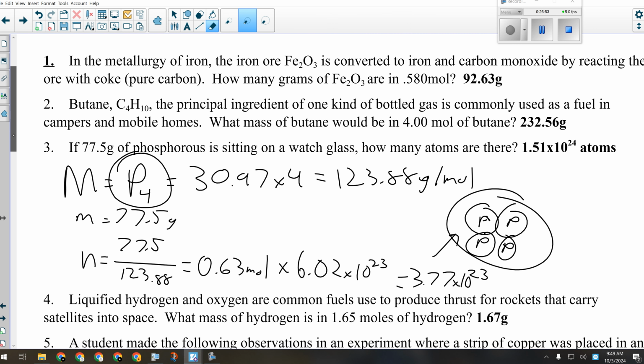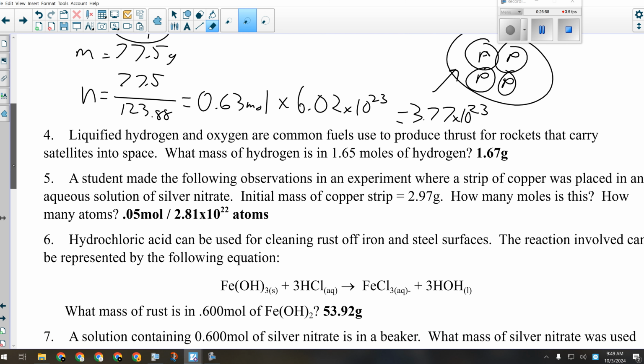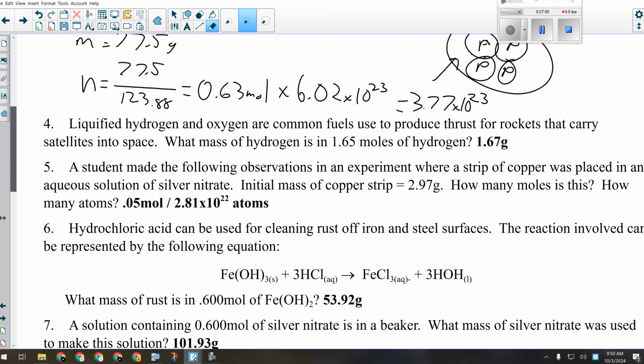Okay, how many people have done number 4? No, not there yet? Okay, I'm just gonna move number 4 up there because we talked about number 3 already. Okay.